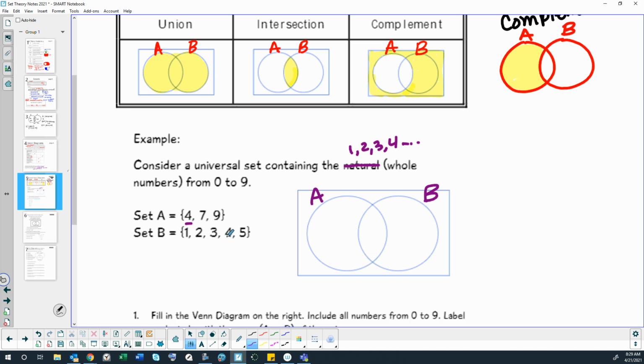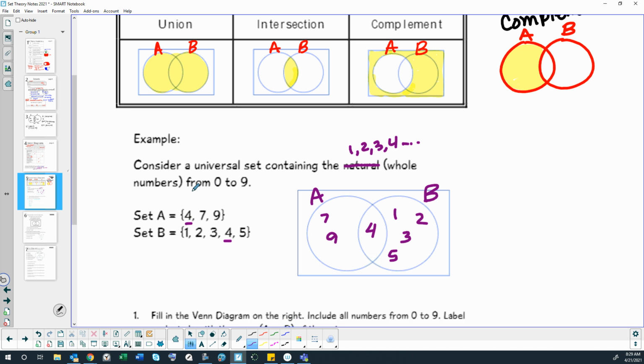I just noticed at a glance that both set A and set B have a 4 in them, but that's the only thing they both have. So that 4 will go in the middle because it's in both sets. Now set A will have a 7 and a 9. Set B will have a 1, a 2, a 3, we already have the 4, and then a 5.